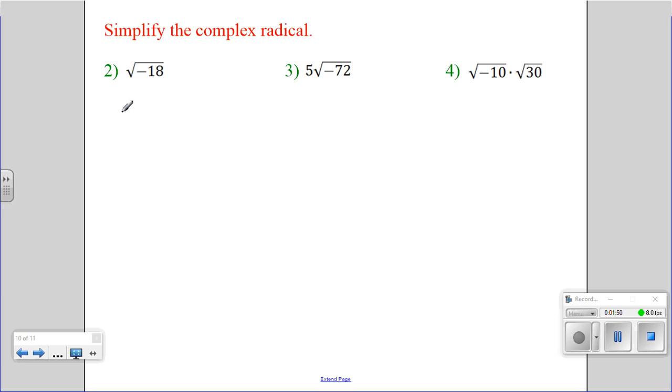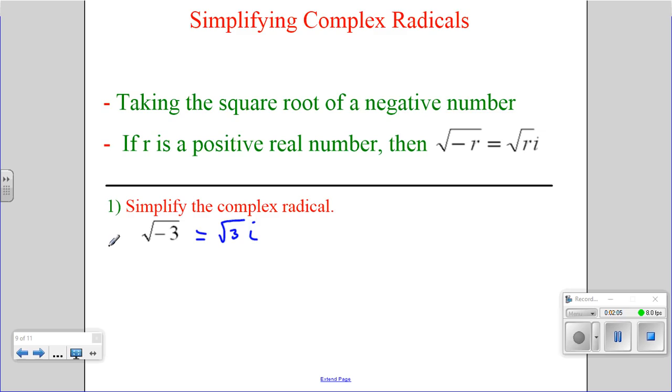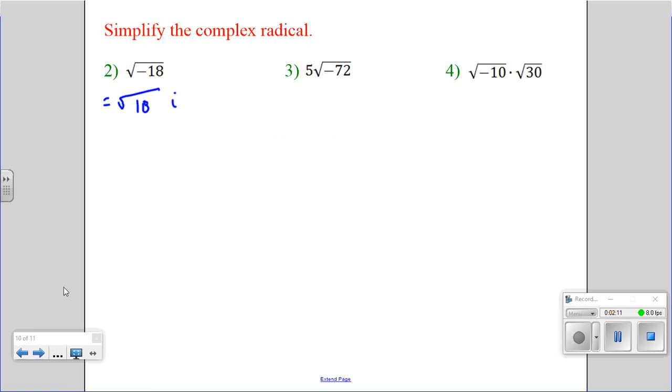Okay, so for number 2, same thing. It's equivalent to the square root of 18, i. Now, we're going to simplify the square root of 18. I didn't simplify the square root of 3 because there's nothing I can do with that information. But I can simplify 18.